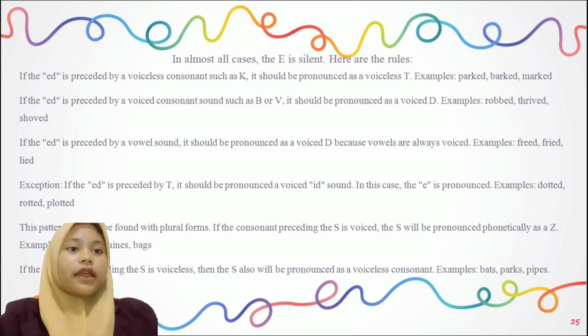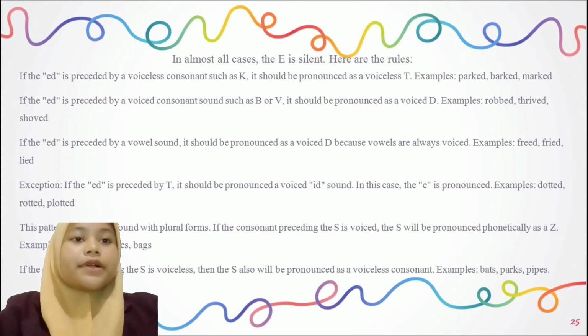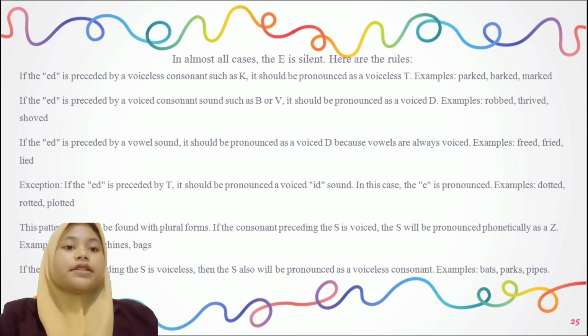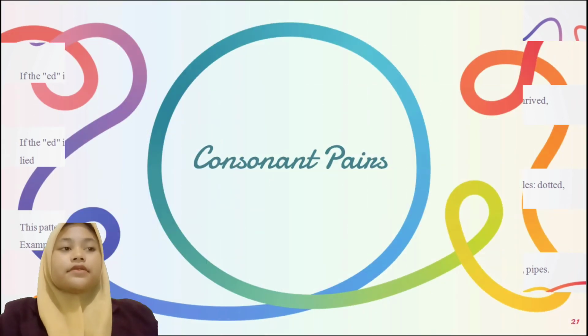This pattern can also be found with plural forms. If the consonant preceding the S is voiced, the S will be pronounced phonetically as a Z. Example: chairs, machines, bags. If the consonant preceding the S is voiceless, then the S also will be pronounced as a voiceless consonant. Example: beds, parks, pips.